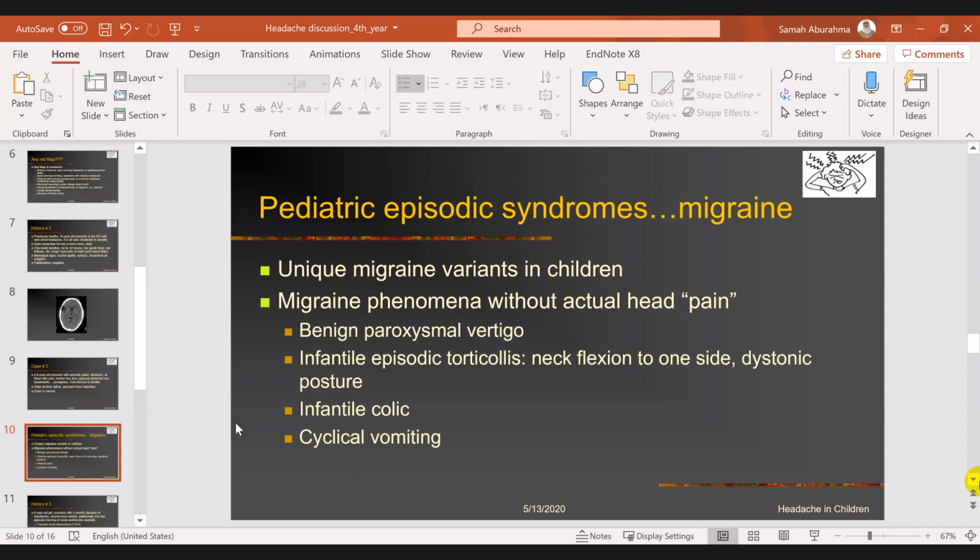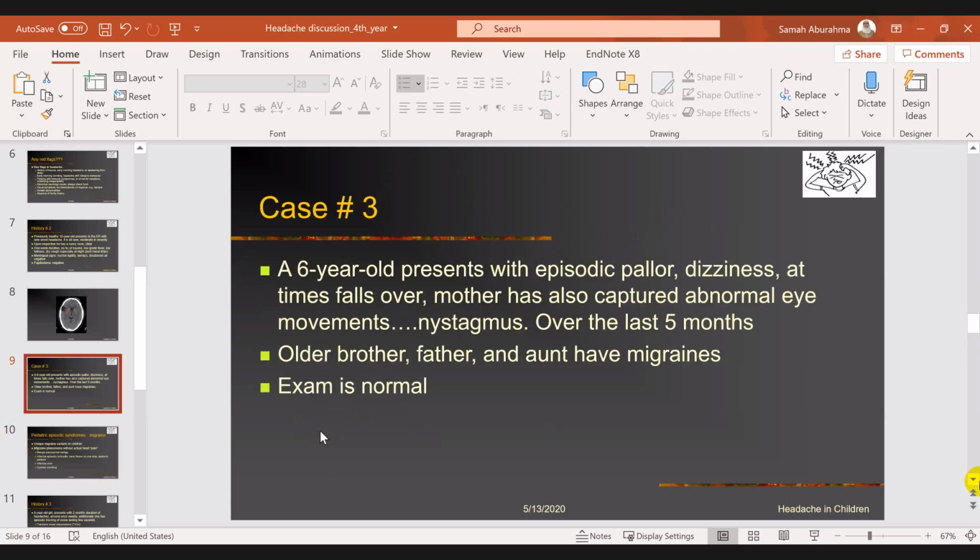I can understand that it's a bit new, or even the whole concept is difficult to grasp, and you can have migraine phenomena without the actual headache. But what you need to know in children, this is what's unique about pediatric migraine, they can have these episodic syndromes that are considered migraine, okay? And this child presents to the clinic, we treat him as a typical migraine patient, okay?